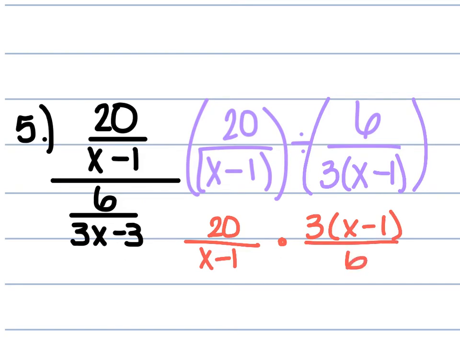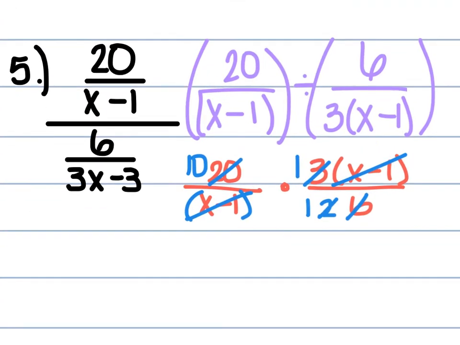I'm going to simplify before I multiply. Those x minus 1s are going to cancel. The 3 is going to turn into a 1, the 6 will turn into a 2. The 2 will then turn into a 1, making the 20 a 10. So it's just 10 times 1, which is 10.